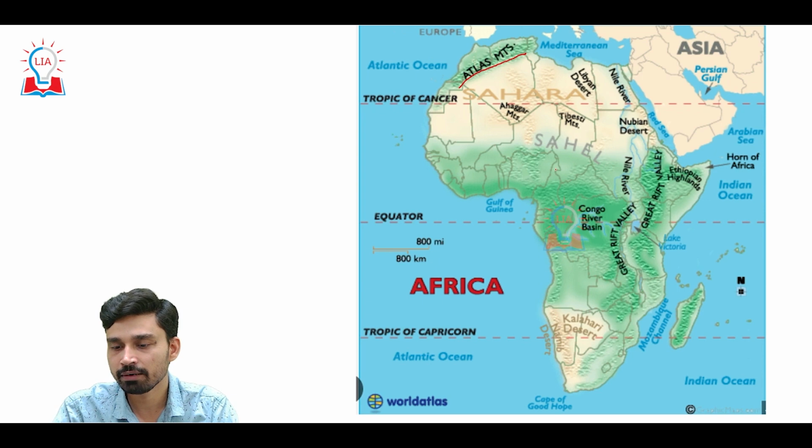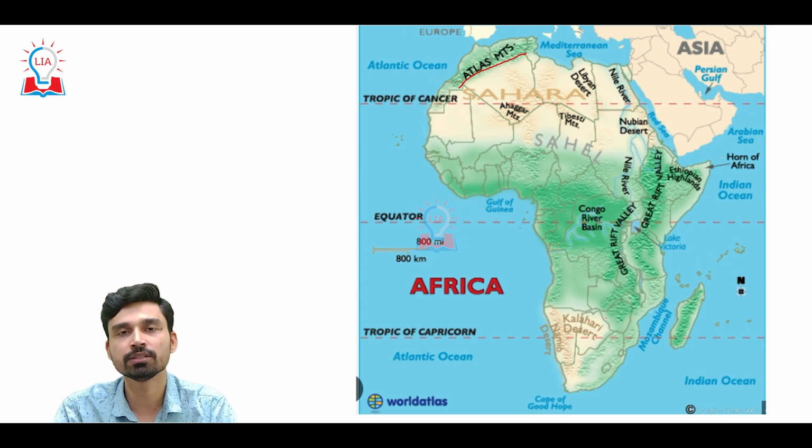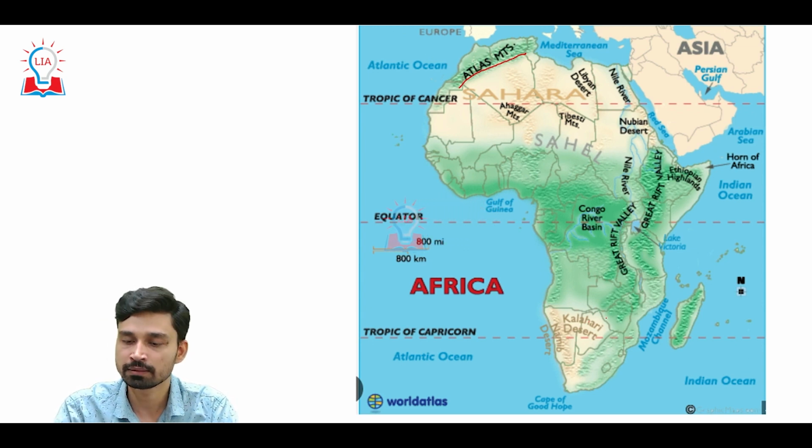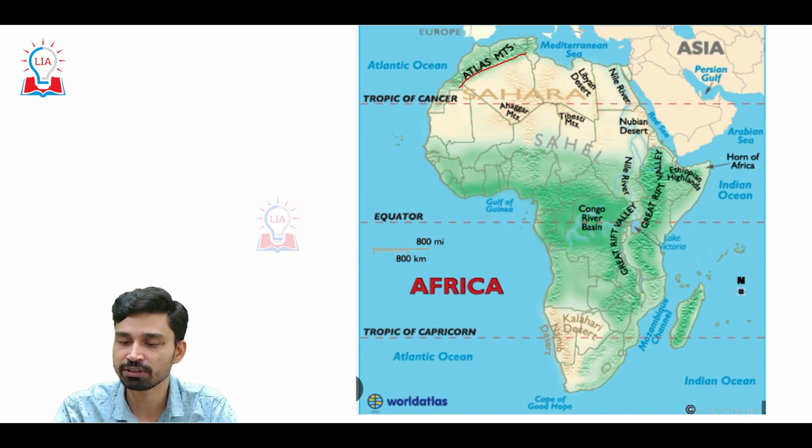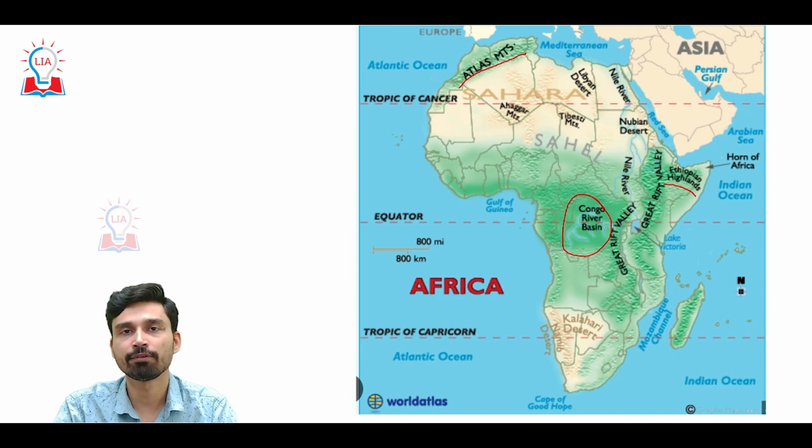Then we have the Sahel region. Then we have the equatorial rainforest region further south, followed by grasslands. And then again we have desert areas such as the Kalahari Desert and the Namib Desert in the southern part of Africa. At the same time, in the eastern part of Africa, we have a Rift Valley system called the Great Rift Valley system, made up of the East Rift Valley and the Western Rift Valley. And then we also have the Ethiopian highlands, as we have discussed here on this part. And then we have the Congo River Basin, one of the largest river basins of Africa.